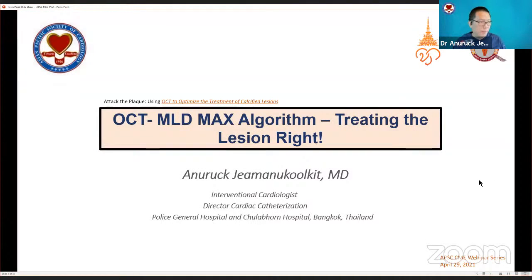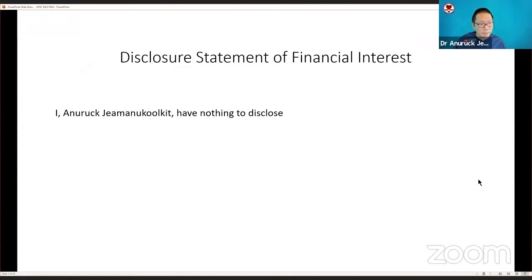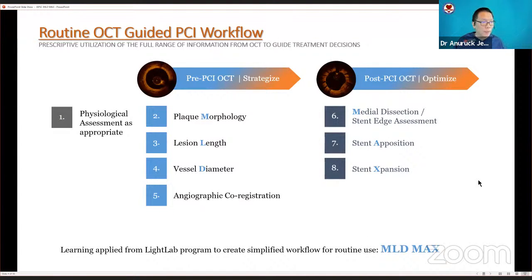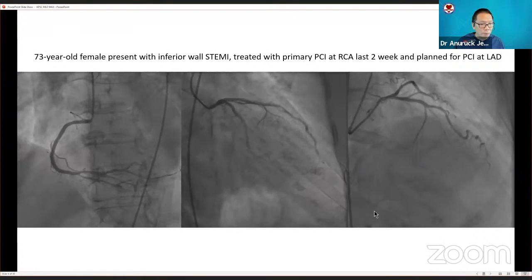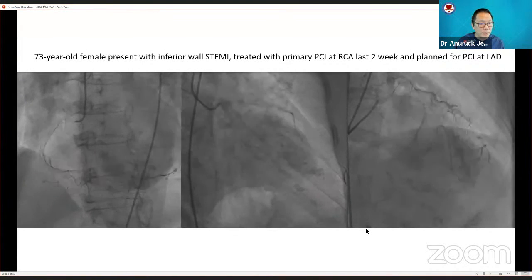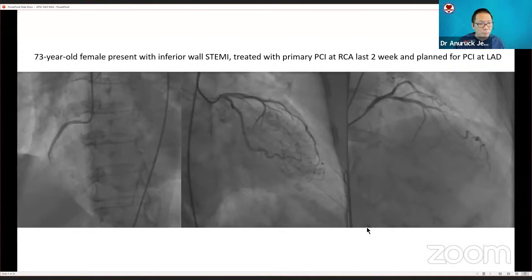So my lecture today will be the OCT MLD MAX algorithm: treat the lesion right. I have no conflict of interest for this talk. The MLD, what does it mean? It is the short abbreviation where MLD is for the pre-procedure planning and MAX is for the stent optimization. It starts from the LiLAB program, which is the way we recommend doing OCT in all lesions. So it will be better to show a case example to see what you want to do with the MLD MAX.